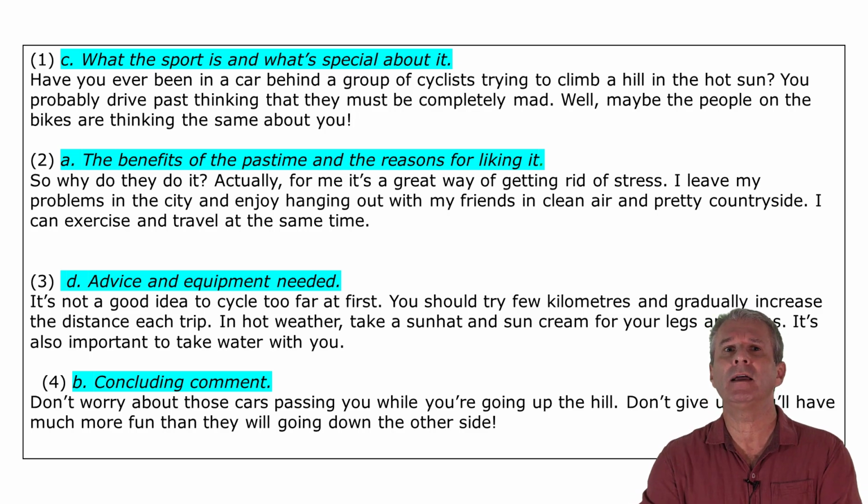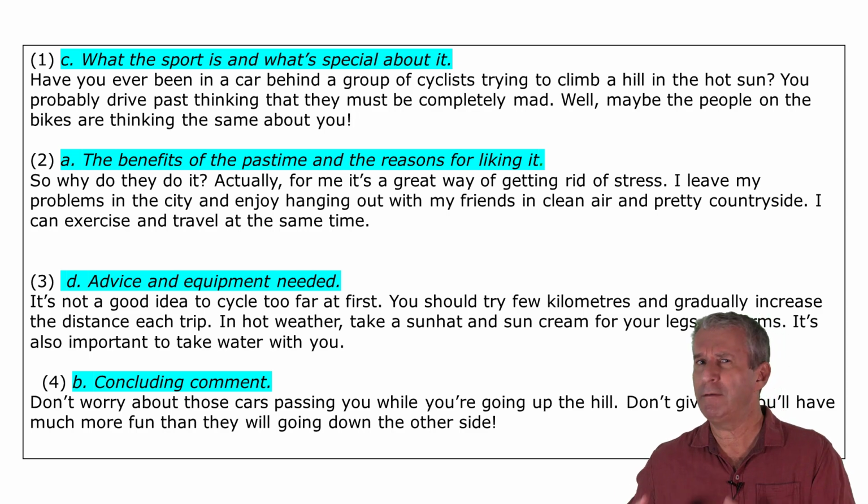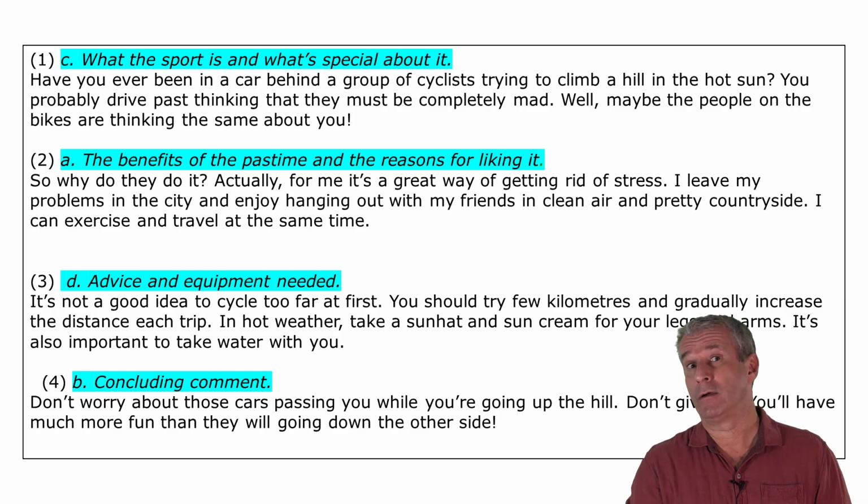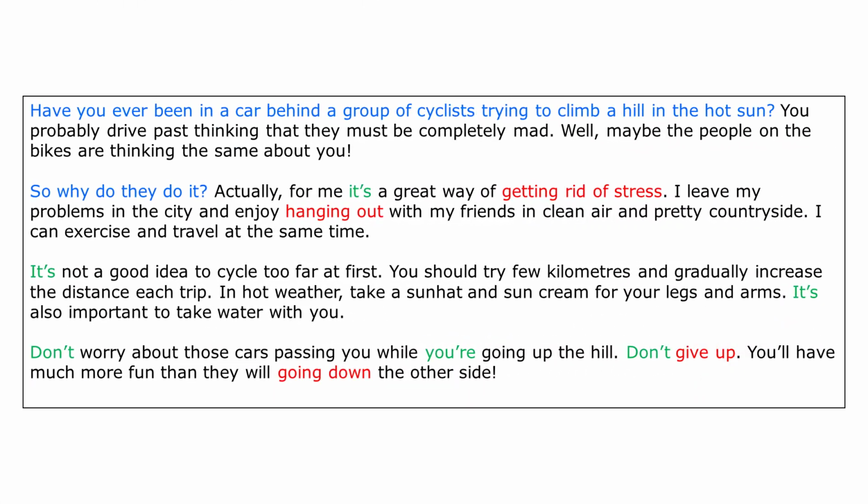Notice that the style of an article is more informal than an essay or a formal email. Look at this example again. There are contractions in green. For example, it's a great way, don't give up, you're going up a hill, it's also important, it's not a good idea. And there are phrasal verbs. Remember that I said phrasal verbs are more common in informal, chatty English.